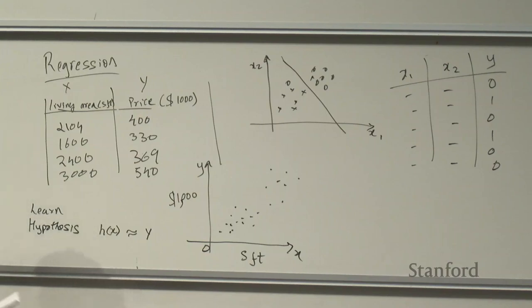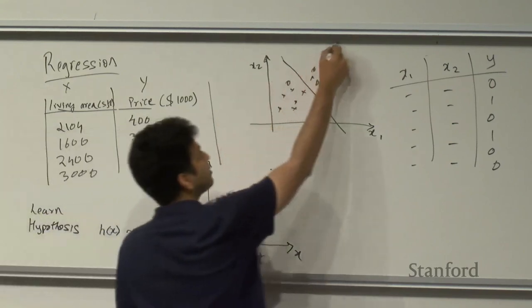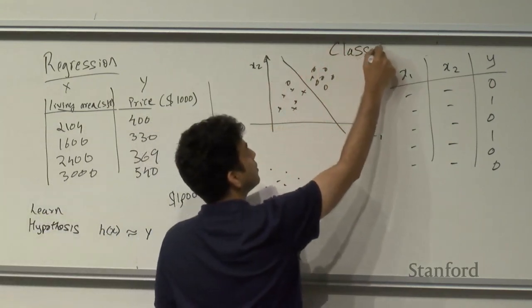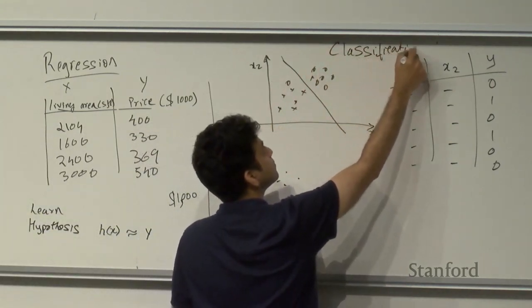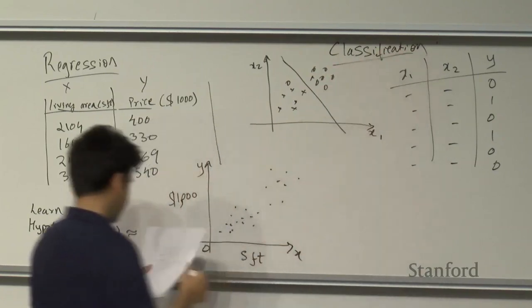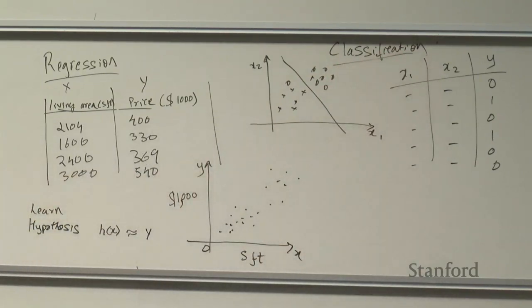And for probably the first third or first half of the course, we're going to be focusing on supervised learning problems, and the two most common problems we're going to be looking at are regression and classification. And to set up the basic terminology, we're going to stick with this terminology, in fact, throughout the course.